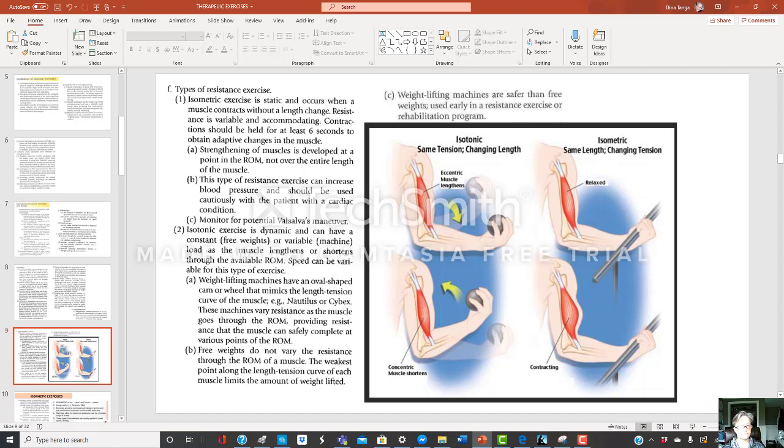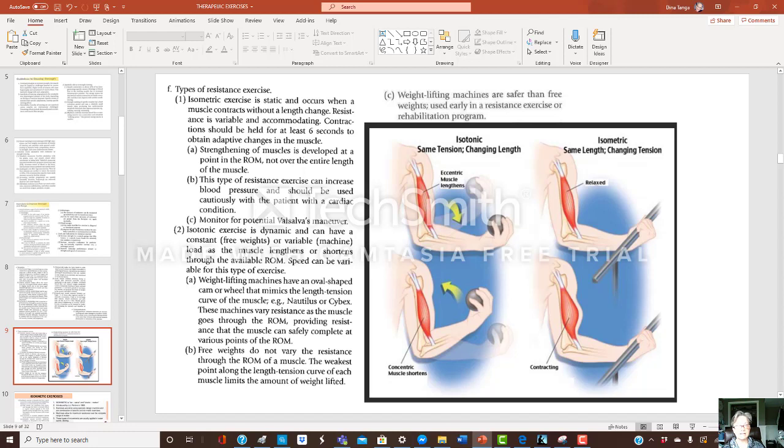Isotonic exercise is dynamic and can be constant free weights or variable machine load. Can have a constant or variable load as the muscle lengthens or shortens through the available range of motion. Speed can be variable for this type of exercise. Weightlifting machines have an oval-shaped cam and wheel that mimics the length tension curve of a muscle. For example, Nautilus or Cybex.